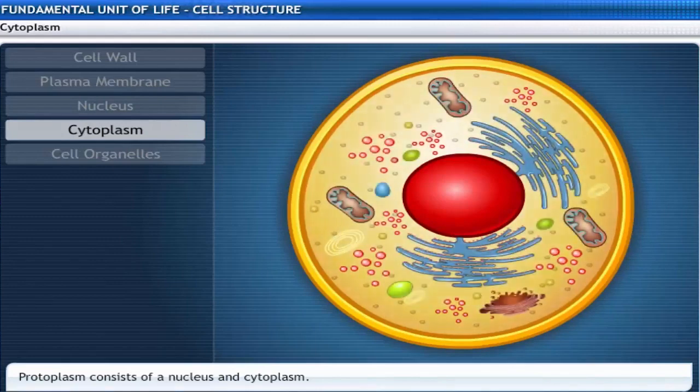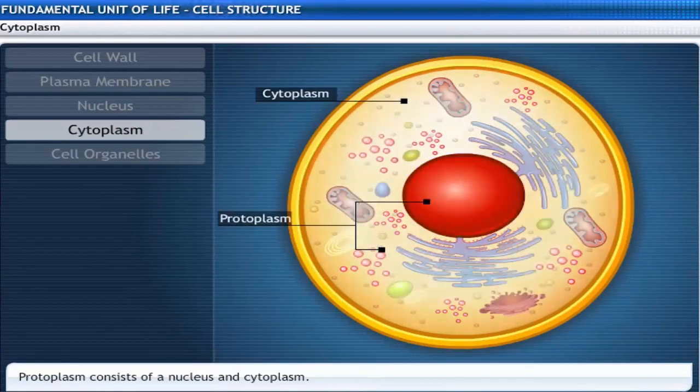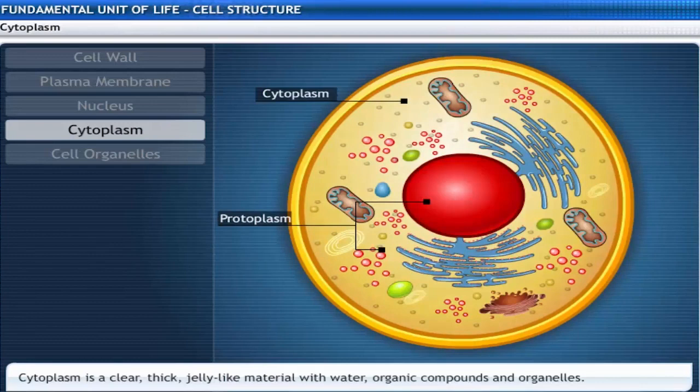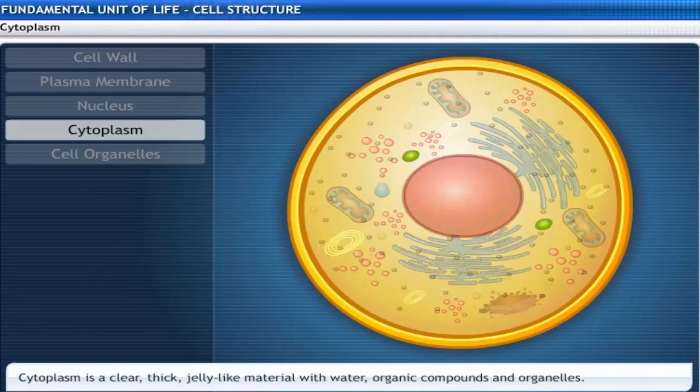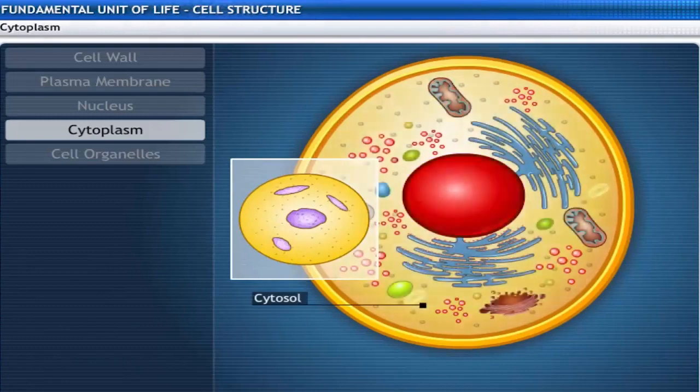The fluid living content between the plasma membrane and the nucleus is called cytoplasm. The nucleus, along with the cytoplasm, makes up the living content of the cell called protoplasm. Let's take a closer look at cytoplasm. The cytoplasm is a clear, thick, jelly-like material with water, organic compounds, and organelles. The liquid part of the cytoplasm, other than the organelles, is called cytosol.